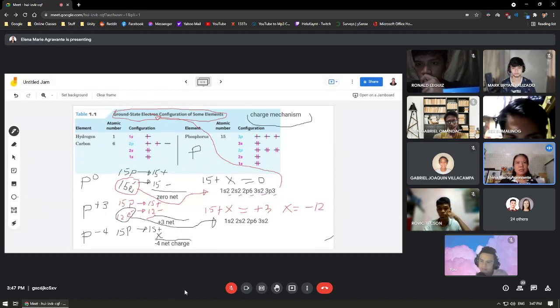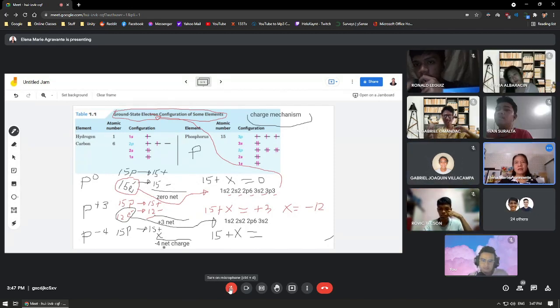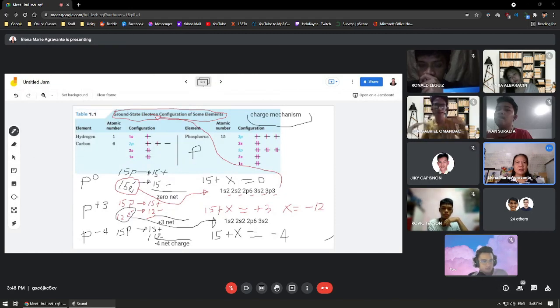What must be my x here? Such that 15 plus x equals negative 4. So x is negative 19. Okay, so 19, carried by 19 negative charges.